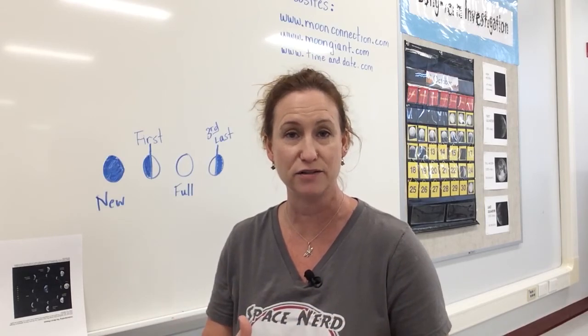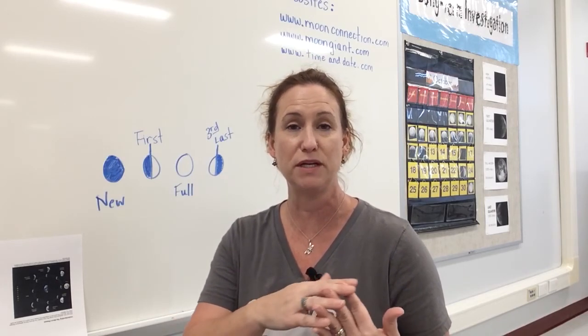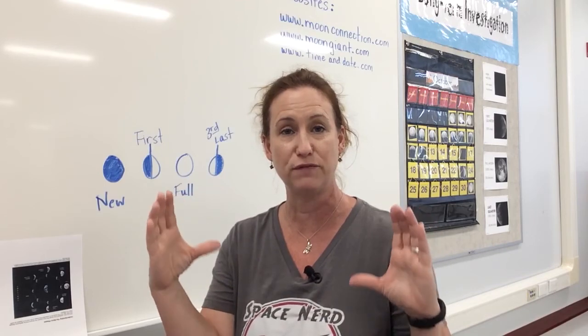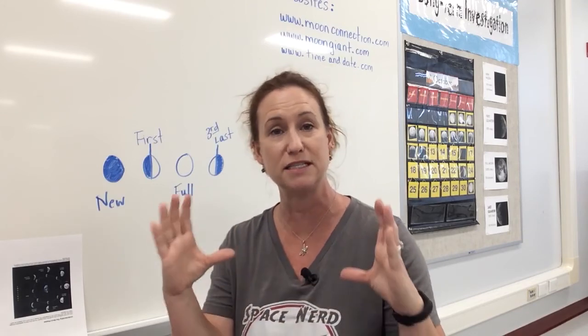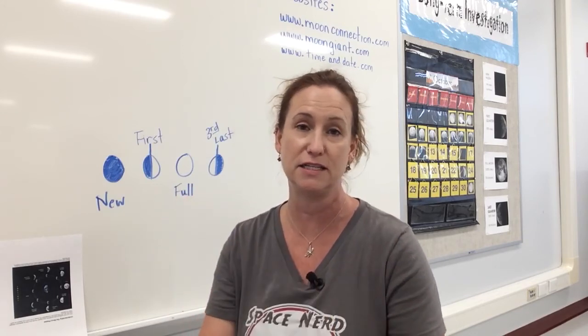And over a period of time, you'll start to see those patterns. The moon visibility will increase until it's full, and then it'll decrease until there's a new moon. And then the cycle starts all over again. It increases to the full moon and it decreases to the new moon.